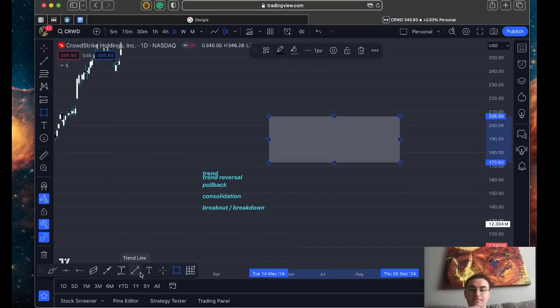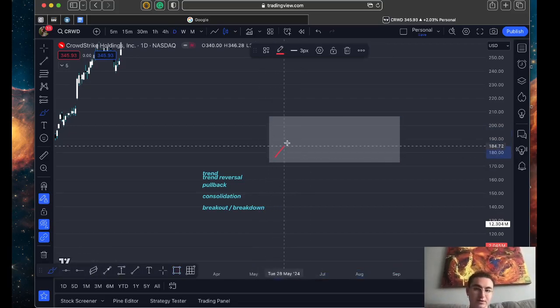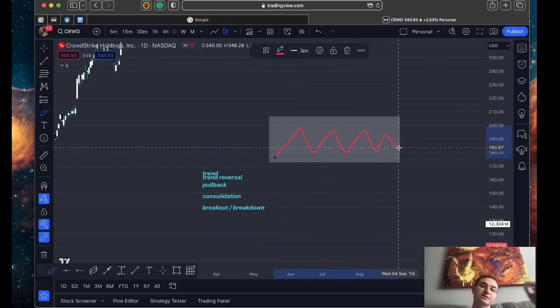Consolidation, consolidate or congestion, going sideways, whatever you want to call it. It's just when the market's trading in a sideways form. It's just bracketing. It's not really going anywhere. It's building energy, as I would say. So that's literally all it is. There's nothing complicated about it. The market's going sideways and nothing's happening.